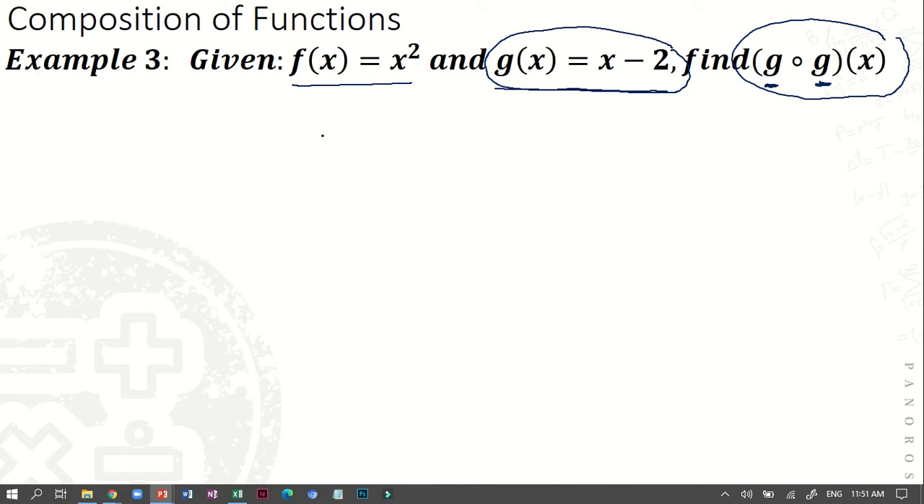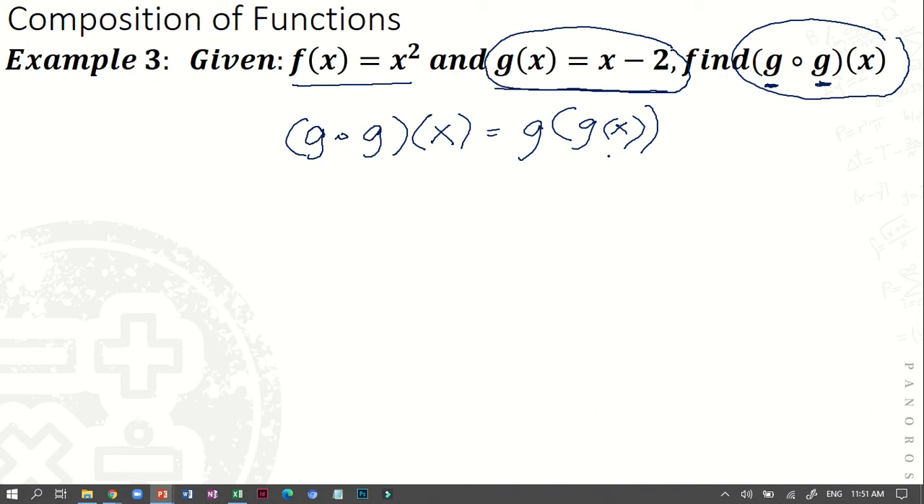Okay, let's set up our solution. We have g composite g of x equals g of x. So, ayun yung sinasabi kanina. Wala muna tayong letter f dito, kasi letter f is irrelevant now to our problem. Hindi mo na siya kasali. Okay, copy g. Then, replace natin sa inner function ang value ng g. So, x minus 2 pa rin yun.